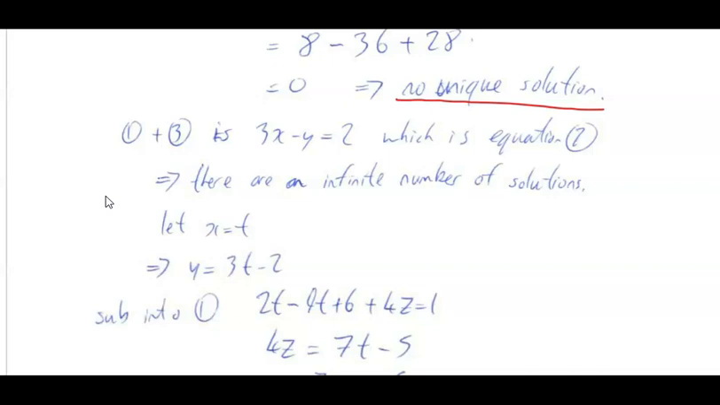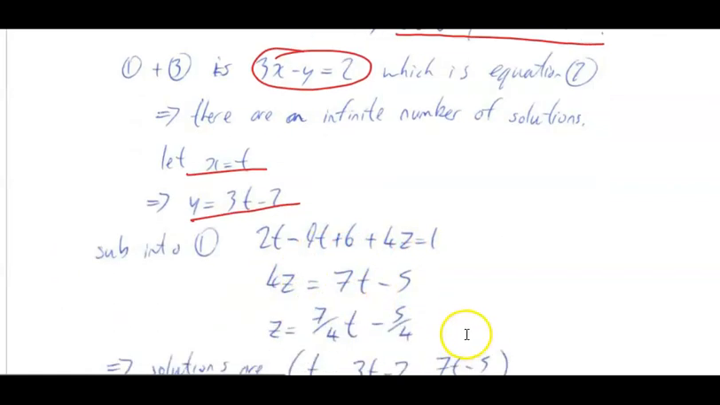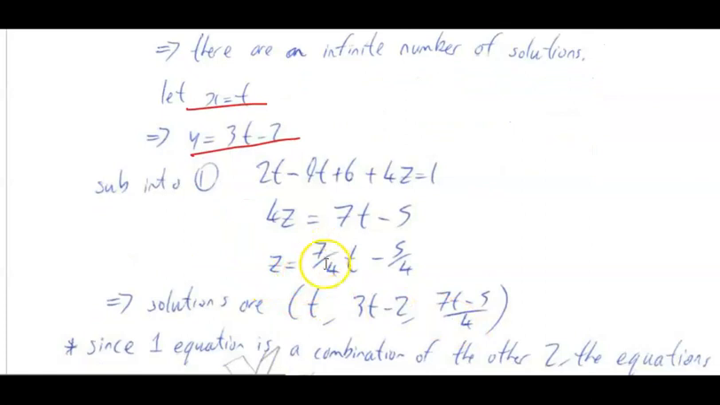Okay, so what you have to do in this case is go back to this equation. This is our equation 2, this is what we've just found, and you let your x be equal to t. So if you sub x equal to t into this, that gives you that y is equal to 3t minus 2. Now putting this back into equation 1, you then get 2t minus 9t plus 6 is equal to 4z plus 1. So then you get 4z is equal to 17 minus 5. A wee bit of rearranging, you get z is equal to 7 over 4 t minus 5 over 4.